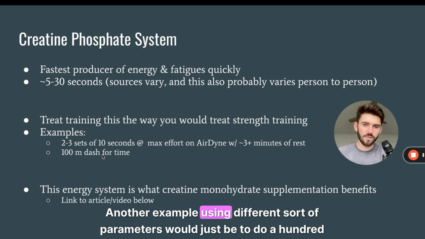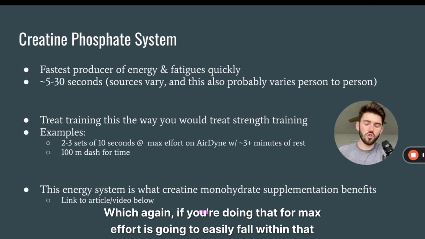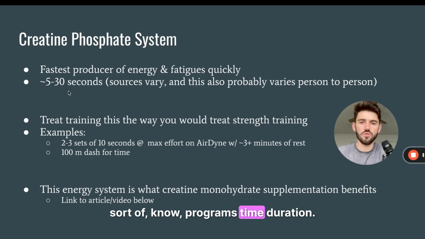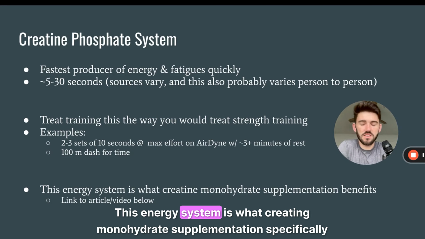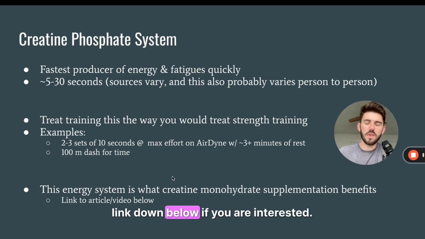Another example using different parameters would just be to do a 100-meter dash for time. For most people, that's going to take somewhere between 10 to, let's say, 20 seconds, depending on the person, which again, if you're doing that for max effort, is going to easily fall within that programmed time duration. This energy system is what creatine monohydrate supplementation specifically benefits. I do have a whole other video explaining that supplementation, which I will link down below if you are interested.